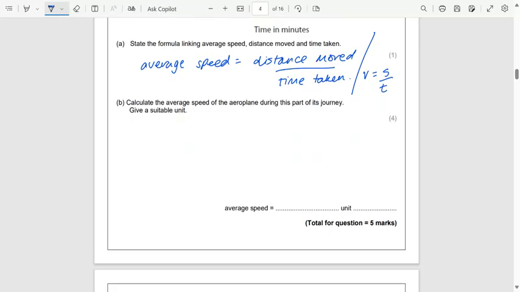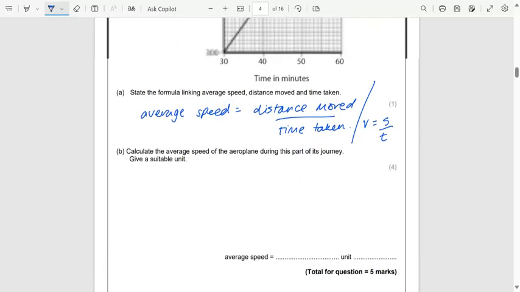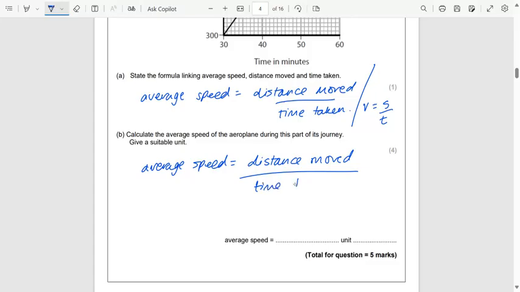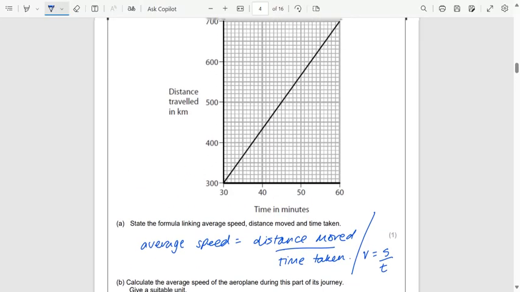Now for B, we're asked to calculate the average speed during the journey. And like for question 1, the average speed is the gradient of the graph, or we could use this formula here. So the average speed, I'm just going to write out the formula, is distance moved or travelled divided by time taken. So we need two things to work this out. We need to know the distance moved during the journey and the time it takes to move that distance. So let's have a look at the graph.